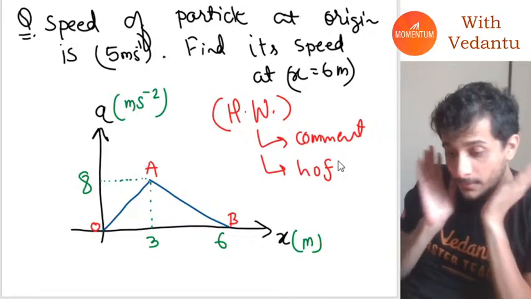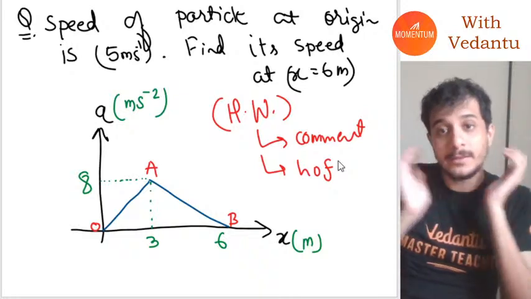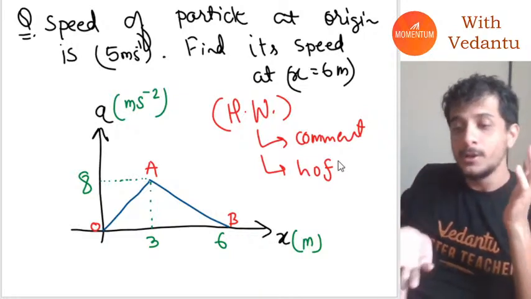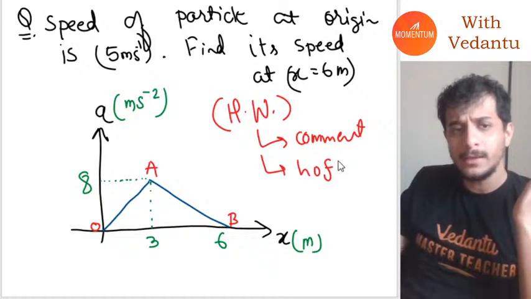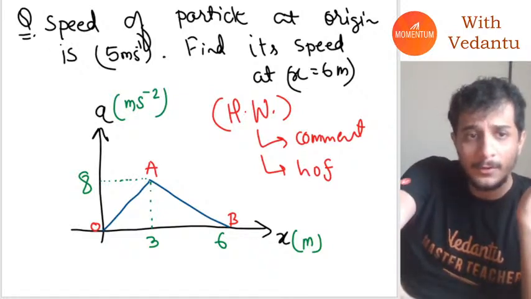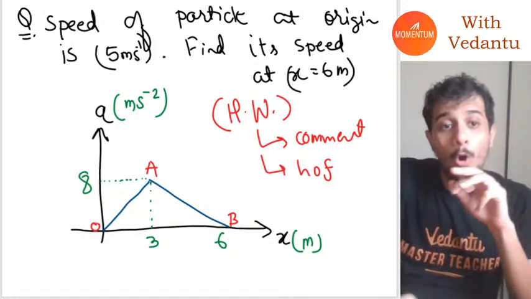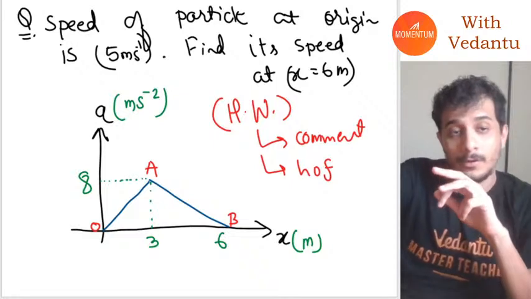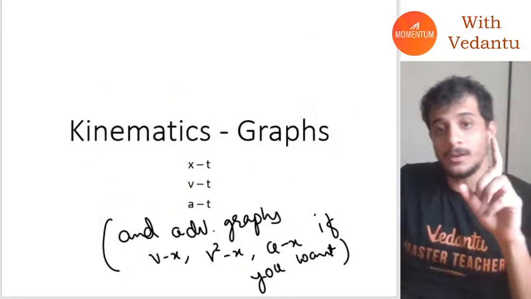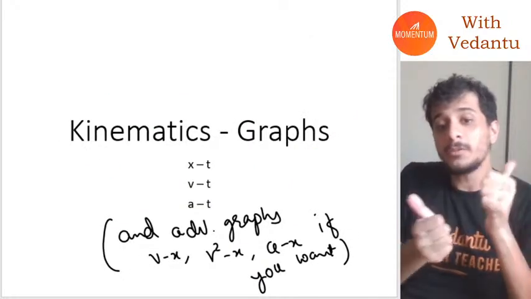If you understand, please comment the answer. Okay, so far everyone is okay. That is it, guys. That is the end for today's class. We studied all the six possible graphs: xt, vt, at, vx, v square x, ax.